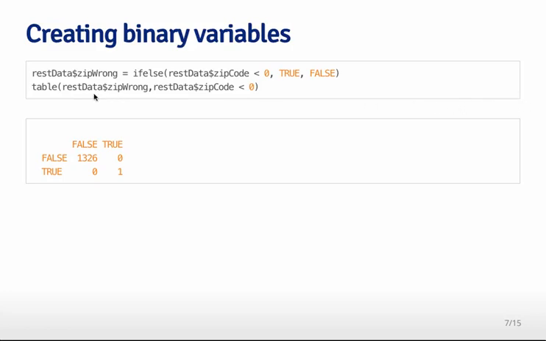Another thing you might want to do is create binary variables. For example, we might want to find the cases where we know the zip code is wrong. So again, I'm assigning to the data frame the variable zipWrong, and here I'm using the ifelse command. For the ifelse command, I first send it a condition.